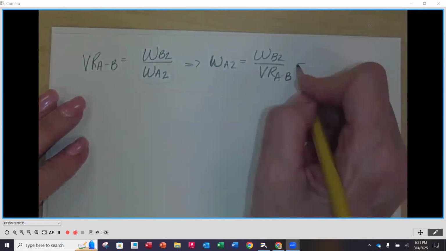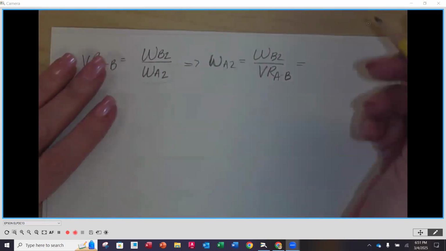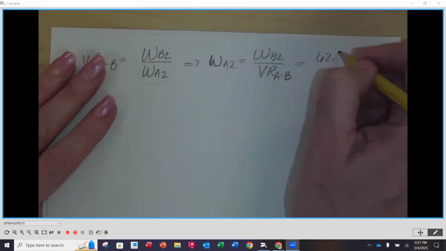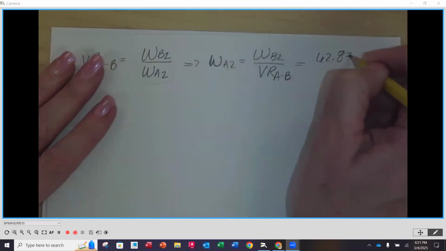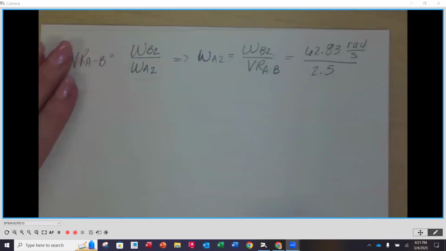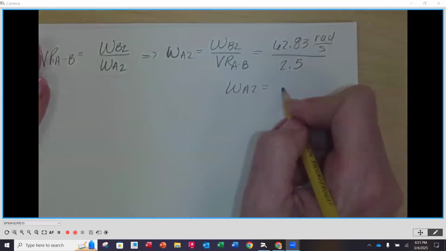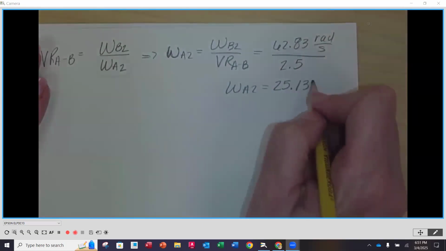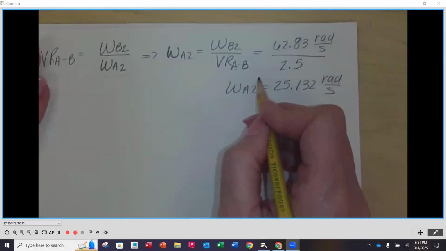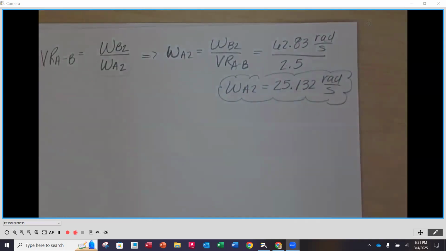Okay. So that's going to be equal to, now we want to use the WB2 that's already in radians that we converted to radians per second. So that's going to be 62.83 radians per second divided by 2.5. So WA2 should come out to be 25.132 radians per second. Okay. Now that's what I need for my equation, okay?